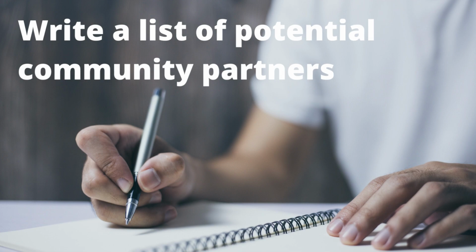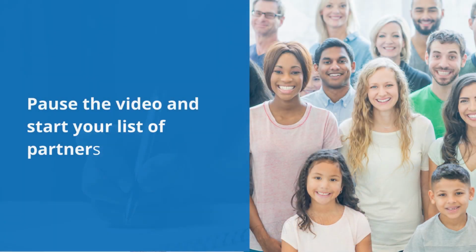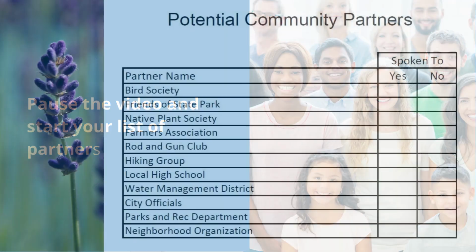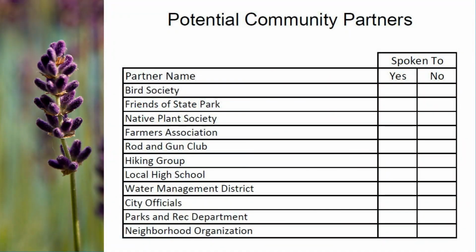Once you've identified your research question, write a list of potential community partners that might be interested in the restoration project. Don't worry if your list isn't very long. We'll talk about how to address that later. If you already have a project you're working on, take a moment to pause this video and start your list of partners now. Once you have a list of potential partners, find out if their needs and goals intersect with your restoration goals.